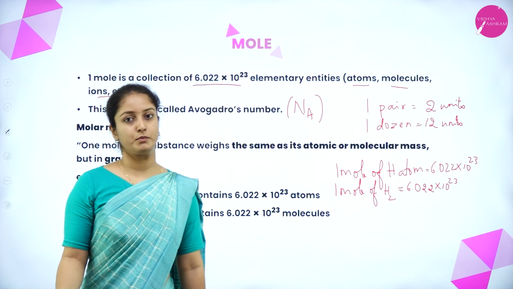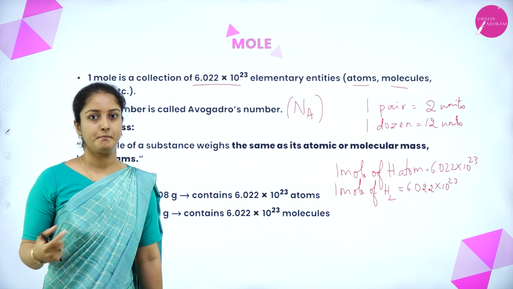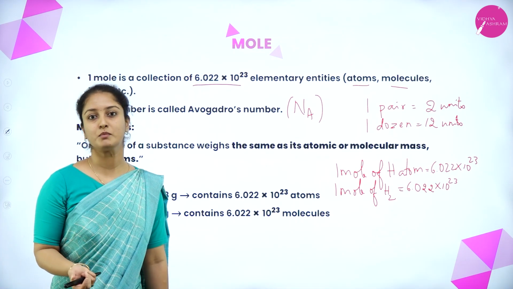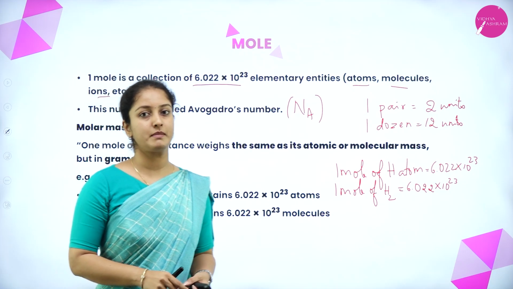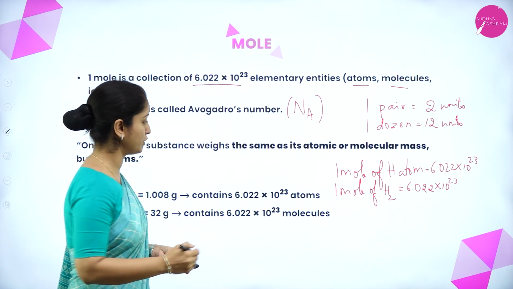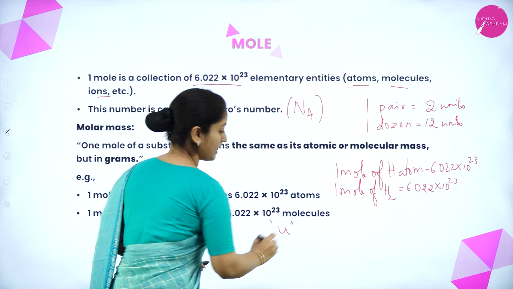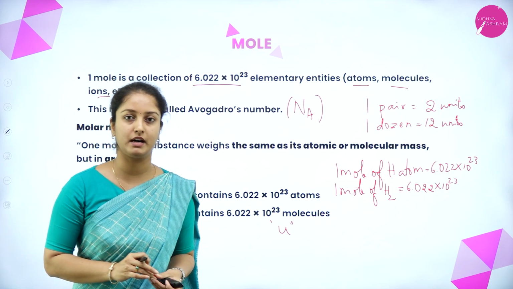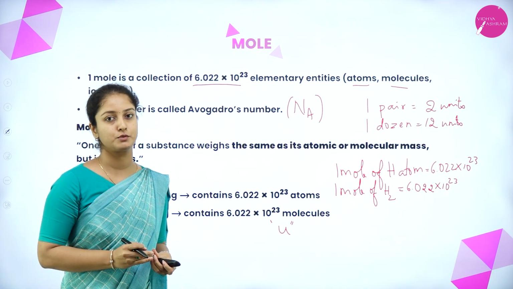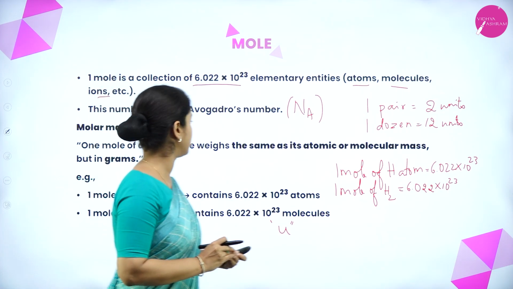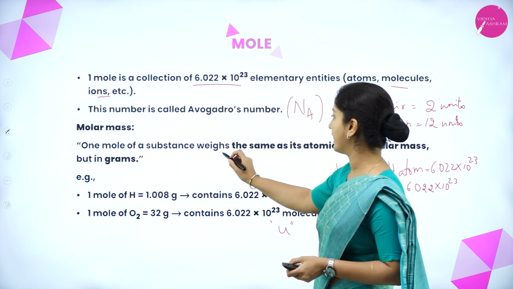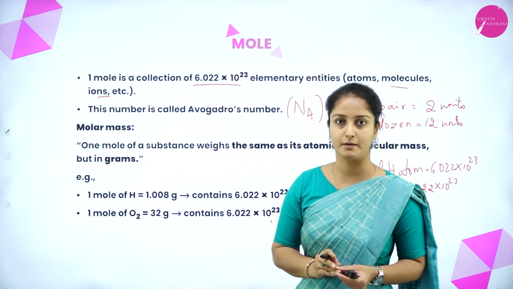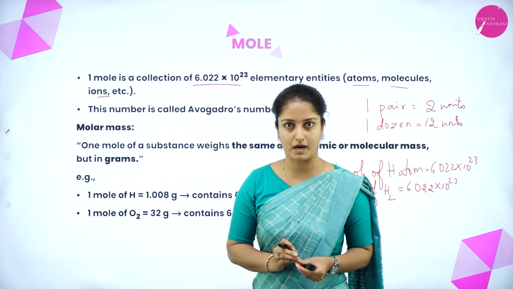Now, having defined the mole, we can calculate the mass of the given substance. It can be an atomic mass or a molecular mass. Atomic mass and molecular mass are expressed in u, that is unified mass. If the atomic mass or the molecular mass is expressed in grams, then it is known as molar mass. The 1 mole of a substance weighs the same as its atomic mass or molecular mass but in grams. So, it is called molar mass.